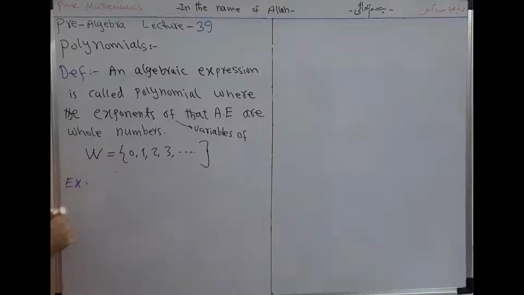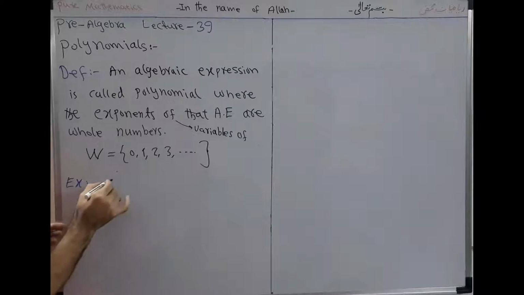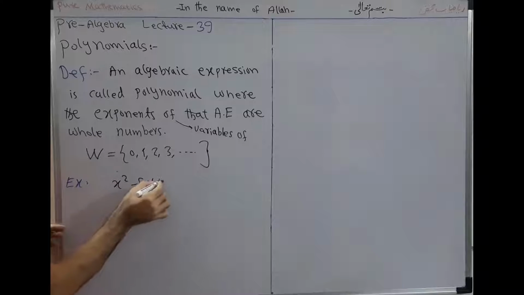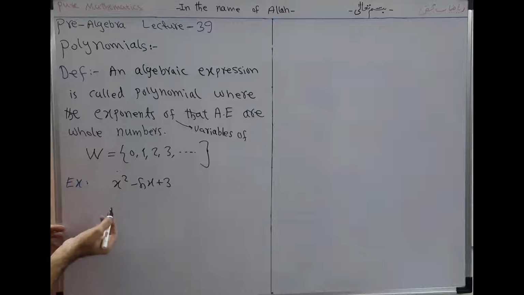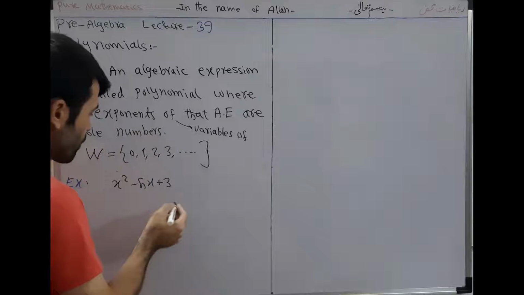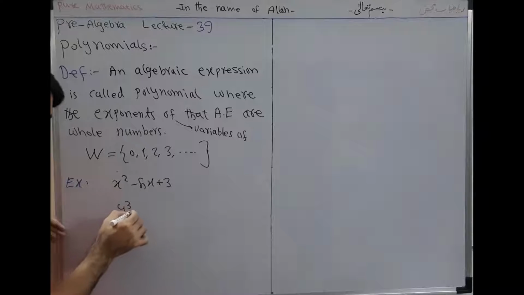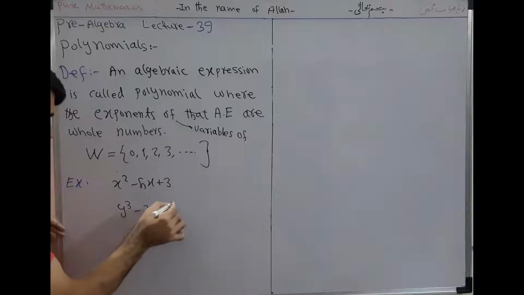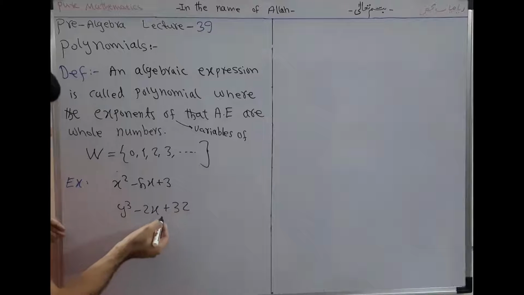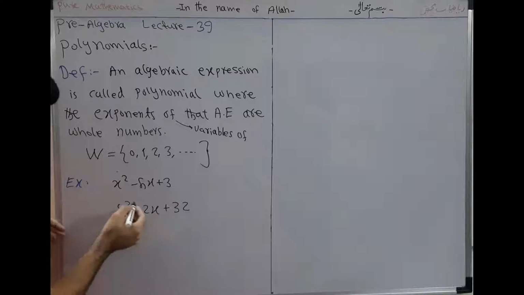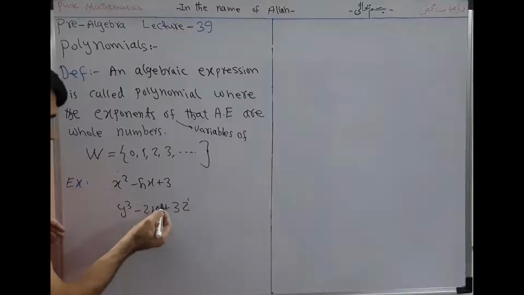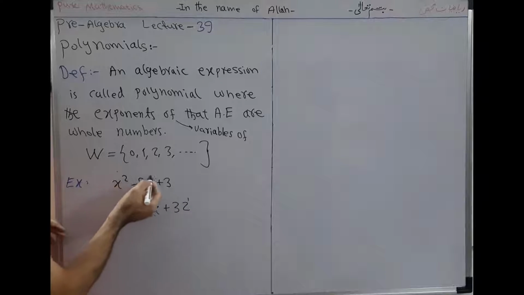Example here: x square minus 5x plus 3. It is an algebraic expression, a polynomial. Also y cube minus 2x plus 3z. It is also a polynomial because here the variables have exponents 3, 1, 1. They are whole numbers.